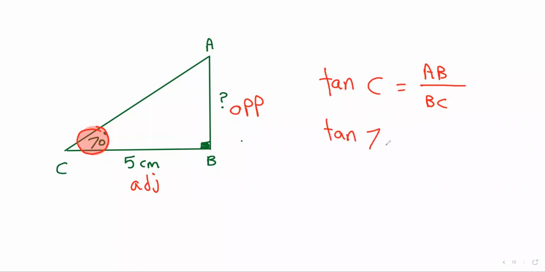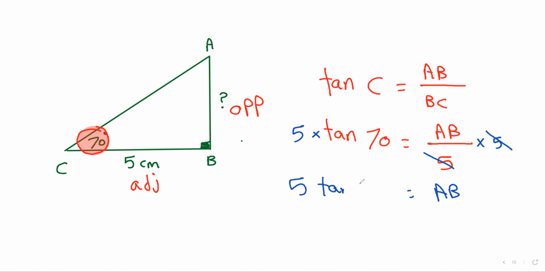So tan 70, angle C equals 70, equals AB over BC. We don't know AB, and BC equals 5 centimeters. We need to get AB, so change the subject to make AB the subject. So multiply by 5 here and multiply by 5 here. Cancel 5 and 5. So AB equals 5 multiplied by tan 70. So 5 times, write on the calculator, 5 times tan 70, it will be 13.7. So AB equals 13.7 centimeters to 3 significant figures.